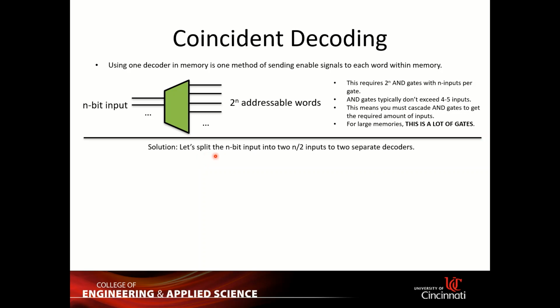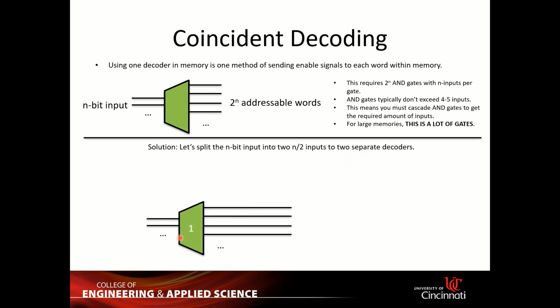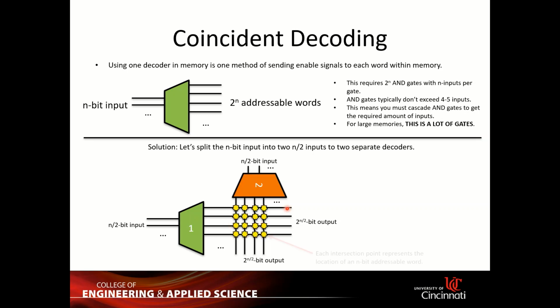So the solution is to split the n-bit input into n divided by 2 inputs to separate decoders. So you can have decoder 1 and decoder 2. They can cross each other like this, so each intersection represents the location of an n-bit addressable word.